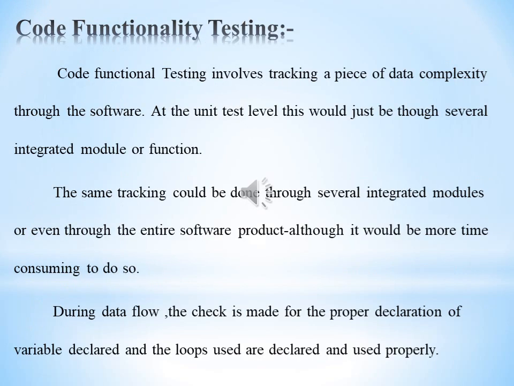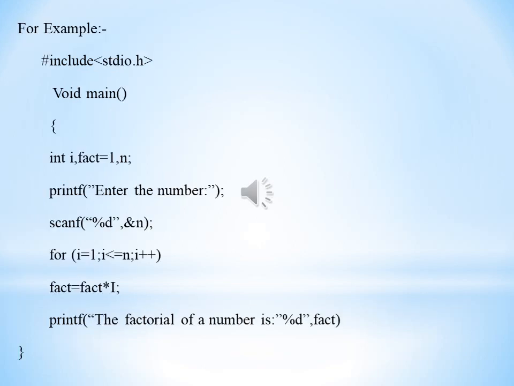Next is code functionality testing. Code functionality testing involves tracking a piece of data complexity through the software. At the unit test level, this would just be through several integrated modules or functions. The same tracking could be done through several integrated modules or even through the entire software product, although it would be more time consuming. For example, of the code coverage testing.